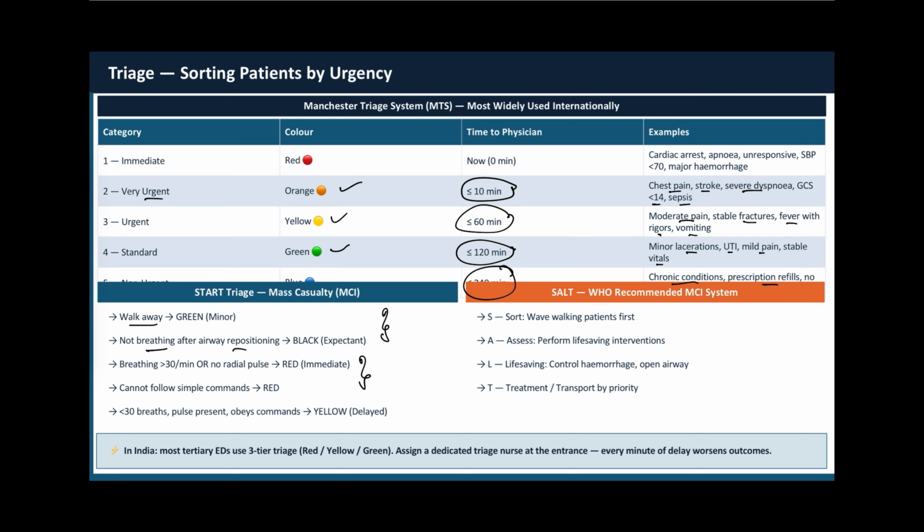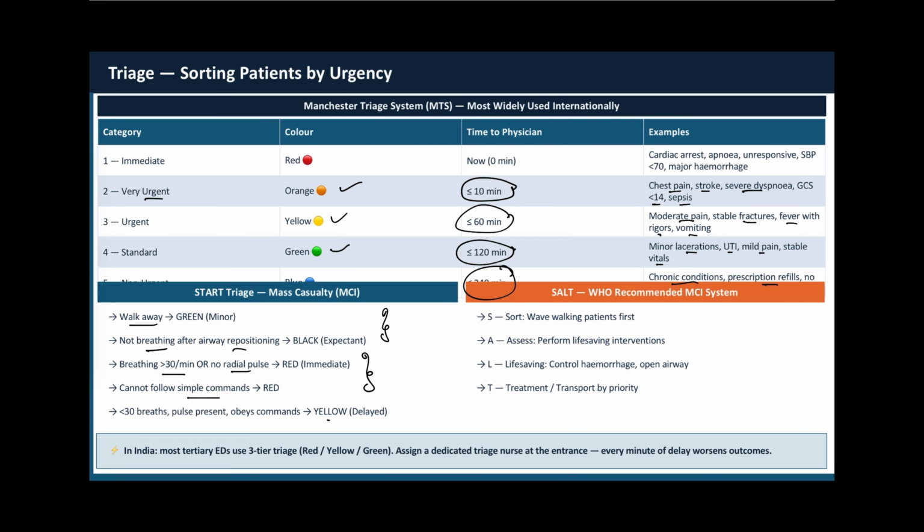Red are our priority one. Which patients come under red? Patients who are tachypneic, that is breathing more than 30 per minute, or patients who are not having any radial pulse, patients who cannot follow simple commands.